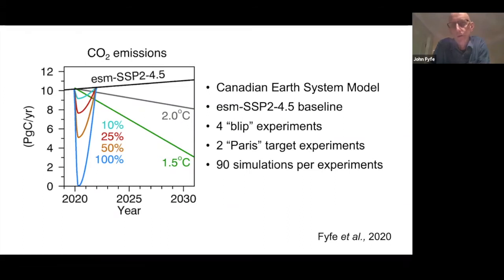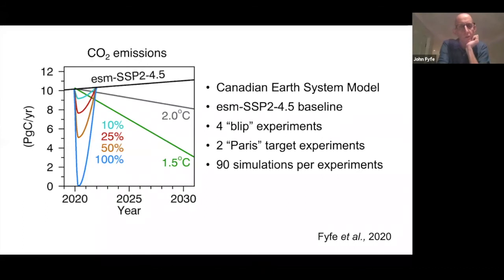So in the IPCC world, there are a set of new emissions for the future. They're called shared socioeconomic pathways. This is one of them, and it's one that they call middle of the road. There are ones that are higher than it and lower. This is a middle of the road scenario for where society is going to go in terms of energy production and mitigation and adaptation. That's the baseline.